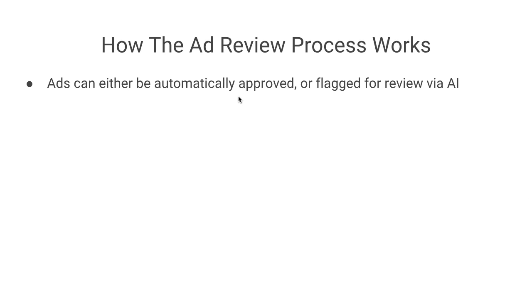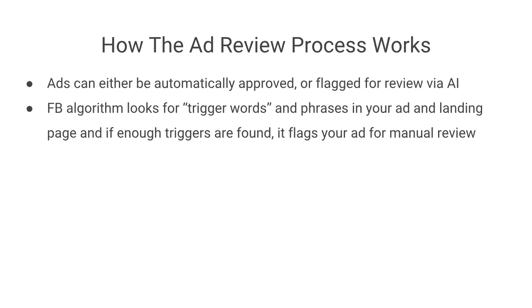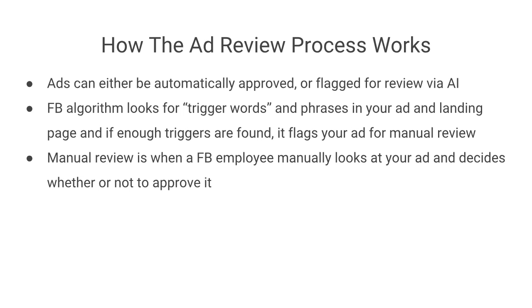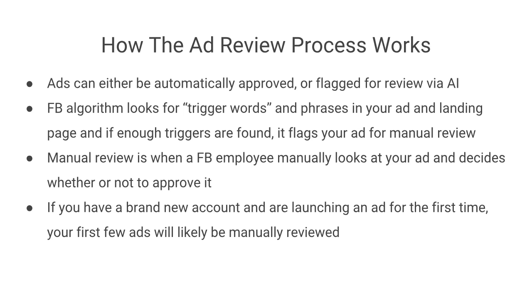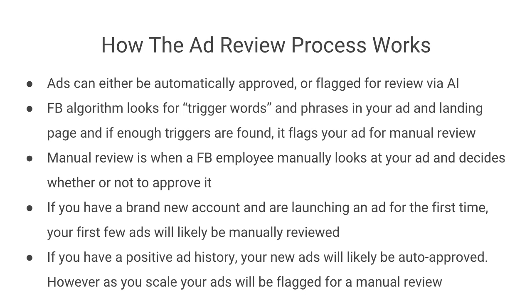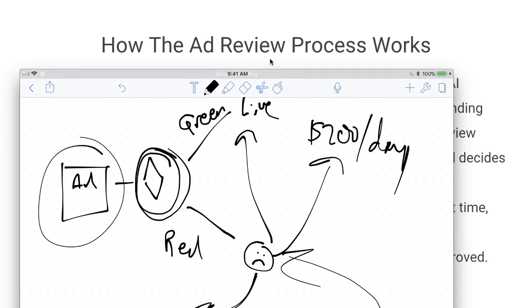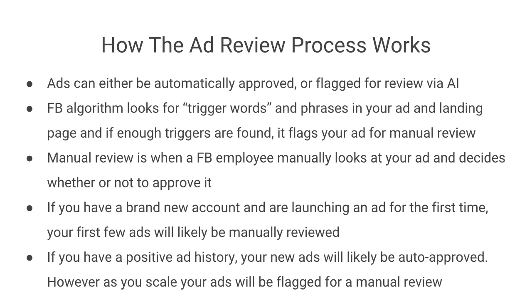Like I mentioned, ads can either be automatically approved or flagged for review by the Facebook algorithm. The algorithm looks for trigger words and phrases in your ad and landing page, and if enough trigger words are found, then it flags your ad for manual review. And obviously, manual review is when a Facebook employee manually looks at your ad and determines whether or not to approve it based on their mood, the phase of the moon, and the day of the week. If you have a brand new account and are launching an ad for the first time, your first few ads are almost certainly going to be manually reviewed just because Facebook doesn't know anything about you. You don't have any past advertising history. And if you have a positive ad history, your new ads are likely to be auto approved. However, as you scale, once you get past about $200 per day, your ads are going to be flagged for manual review. There's no way around that.